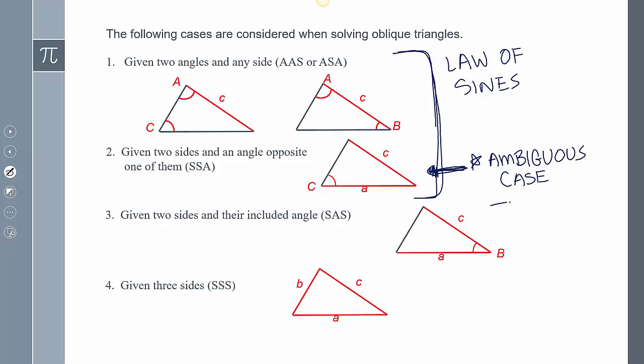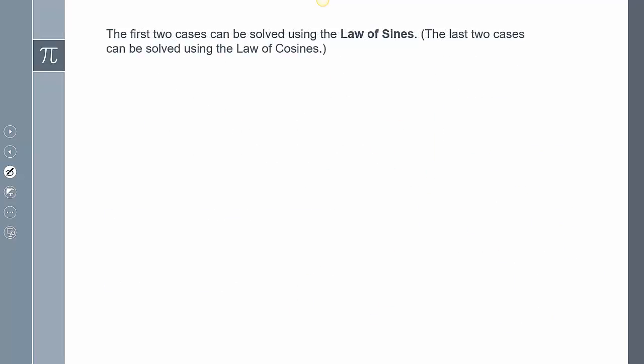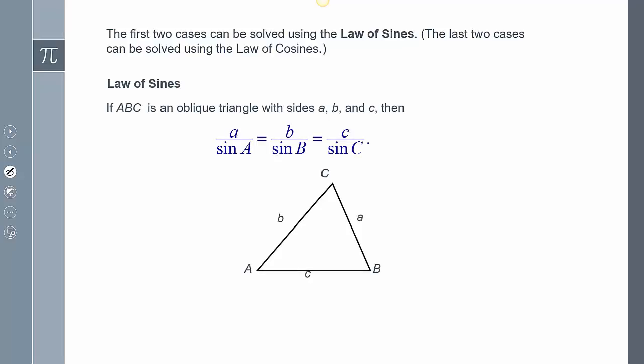Then these 2 here, this is going to be the law of cosines. And using the law of cosines, we would be able to solve the triangles there, which we're going to talk even more about in the future. Now the first 2 cases can be solved using the law of sines, like I had mentioned. The last 2 cases can be solved with the law of cosines. Now we're going to define the law of sines. It's going to be this formula here.